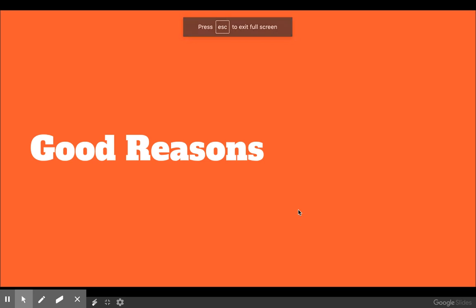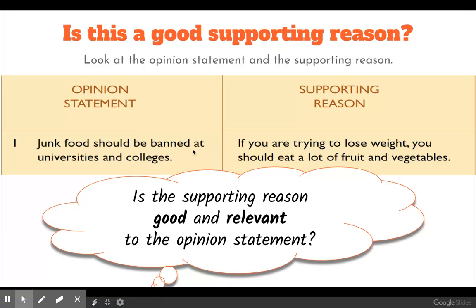All right, so I got cut off there a little at the end of part 1, but in this part we're going to continue looking at some ways to support our opinion. So let's get started. In this part, we're going to be looking at some supporting reasons, and we're going to be asking this question: is this a good supporting reason?